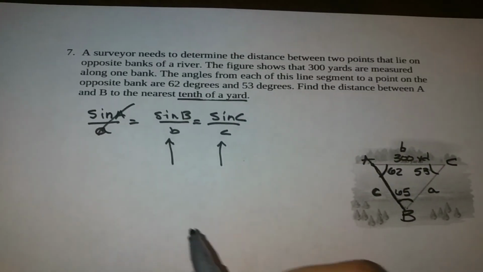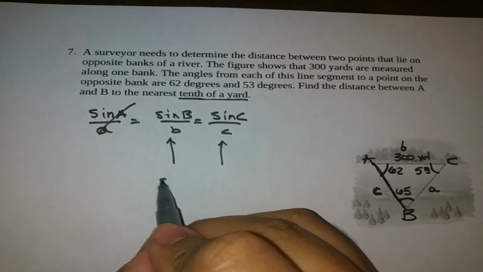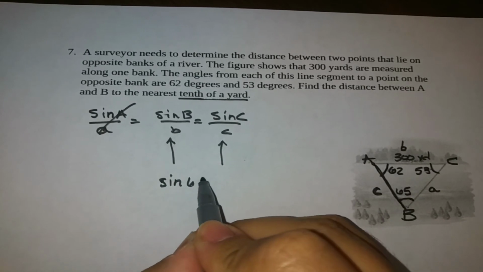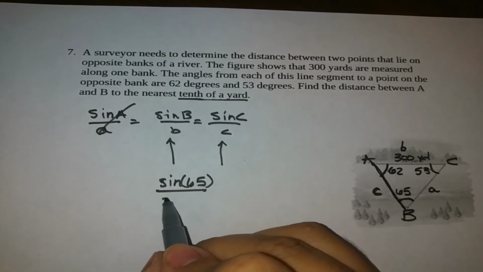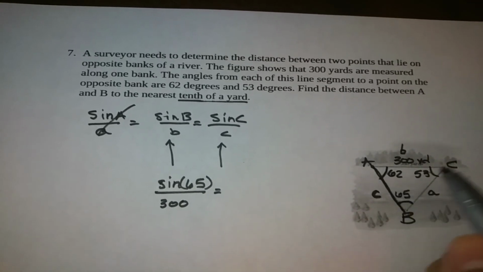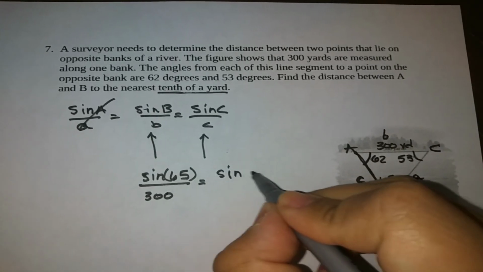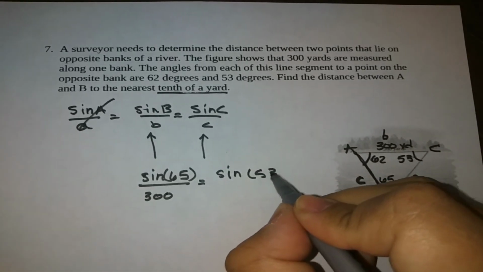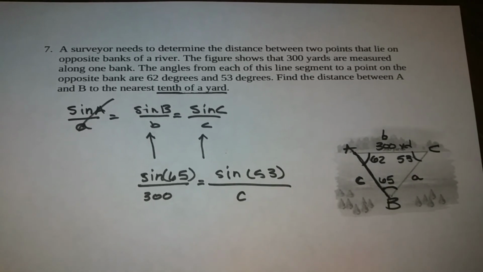Let's go ahead and fill in what we have. The sine of B, which is 65, so sine of 65 over my little b, which is 300, is equal to sine of C, which is 53 degrees, sine of 53, over little c, which I don't know what that is.